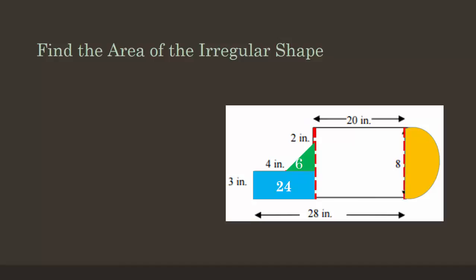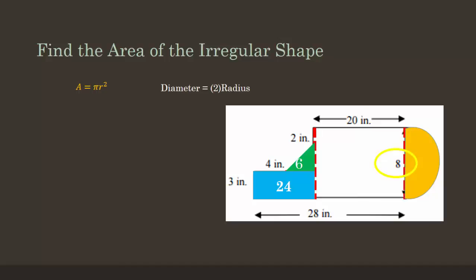The next piece or slice of our irregular shape that we're going to calculate the area of is going to be the semicircle. Recall from your formula sheet that the area of a circle can be found by taking pi times the radius squared. We also want to remember that the diameter of a circle is 2 times the radius.